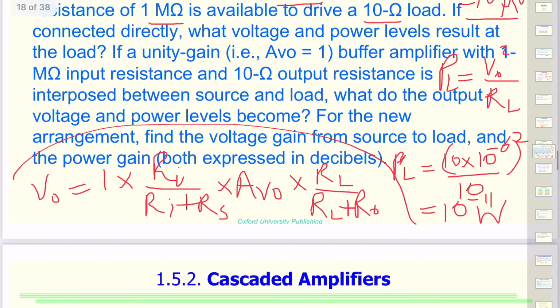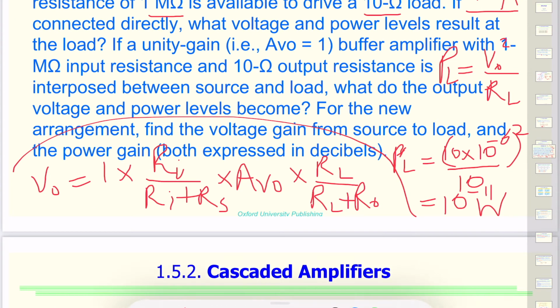Ri and Rs are both 1 and 1. We know AV naught, now it's given as unity gain. We are given load resistance and output resistance, all as 10. So what we get is the output voltage is 0.25 volts. And now we find out the power.